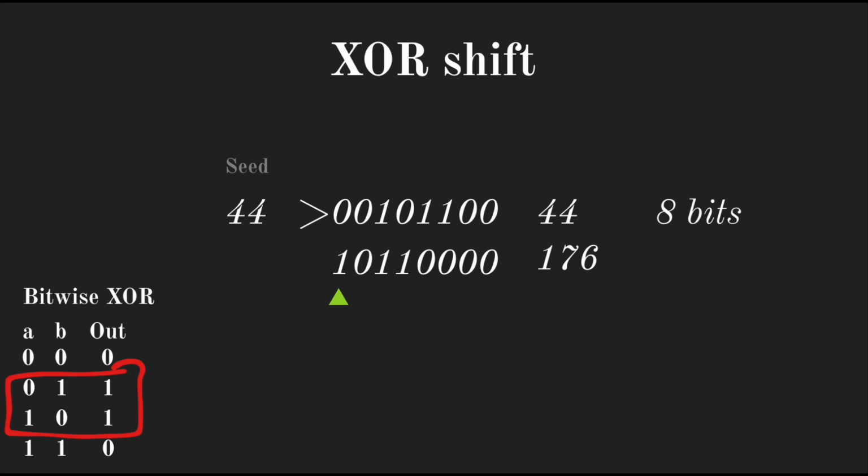The ones with only one input on are 1. So we apply the rule: 0 and 1, there's only one input on, so it returns 1. 0 and 0 both return 0. 1 and 1 is 0. 0 and 1 is also 1, and we keep applying this until the end of the pairs of bits. And this number turns out to be 158, which is pretty random compared to the other ones.